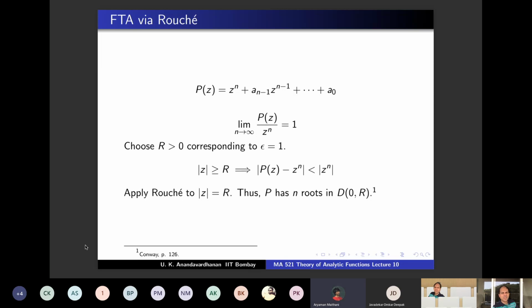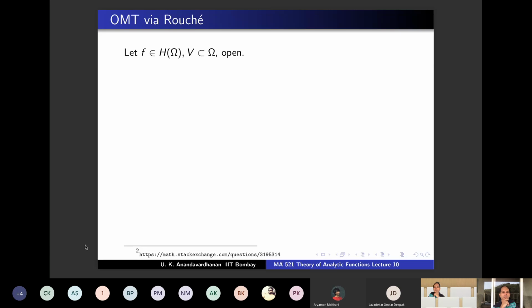Okay, so this is FTA, and there's also this open mapping theorem via Rouché. So this is also there in many books, but since I haven't seen the book itself, I saw a screenshot of the book at this link, so I thought I'll refer to this. But it's also from a book, and that book is referred there. I forget the authors.